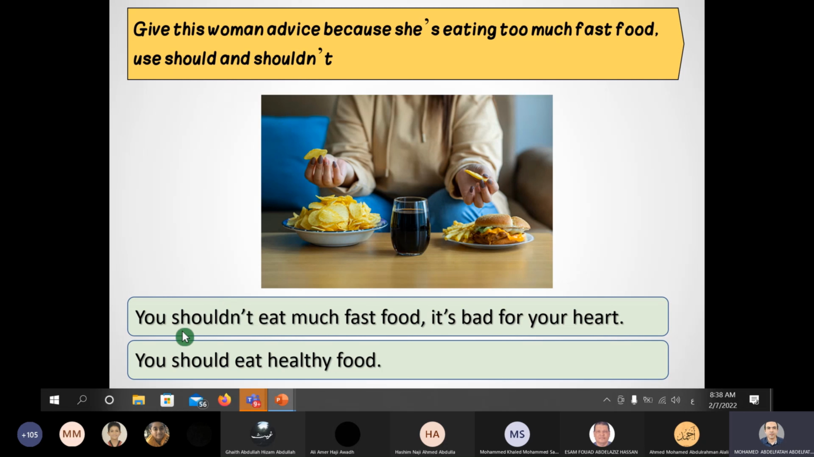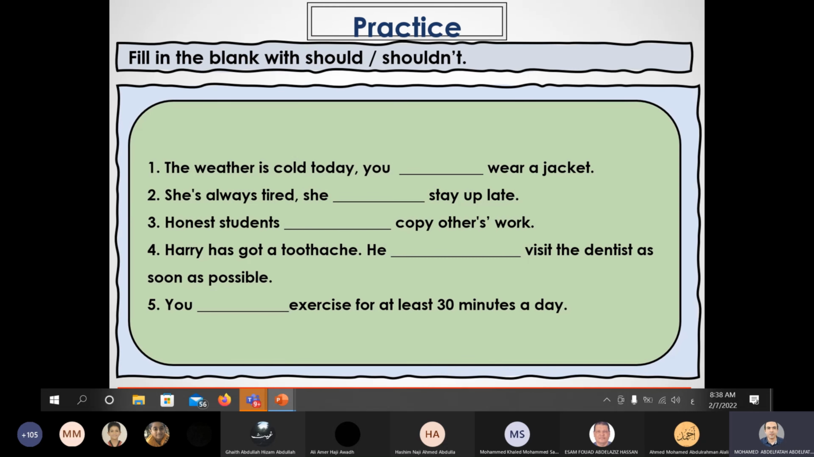Hashim, what is advice number 1 you will give to this woman? You shouldn't eat much fast food. It's bad for your heart. Yeah, excellent. And what is advice number 2? You should eat healthy food. Yeah, you shouldn't eat fast food and you should eat healthy food instead. Okay, this is good for your heart and for your health. Bravo, Hashim, good reading. I'm proud of you.